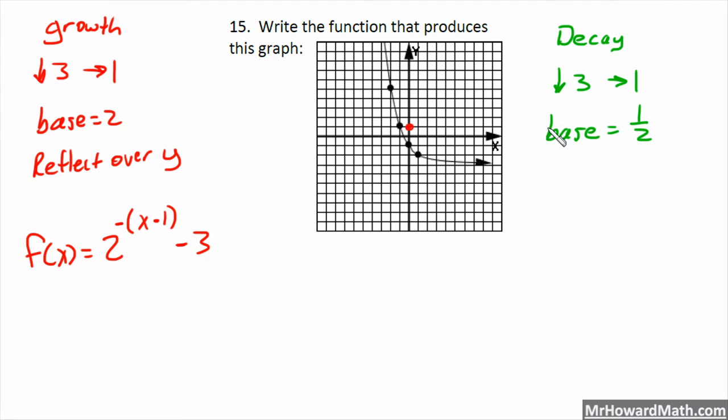Now if we use decay, it's very similar, except we'll use a base of 1/2, and we don't have to worry about reflecting it over the y because that part's already handled. So that would be f of x equals base 1/2 raised to the power of, move it to the right one, so that's an x minus 1 here, and down 3, subtract 3 out here. So either way, I will accept. Alright, so that's it for number 15.